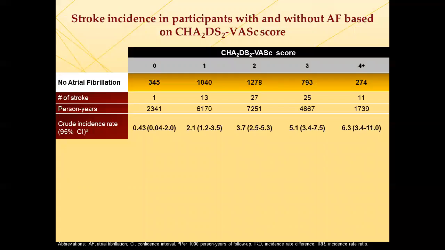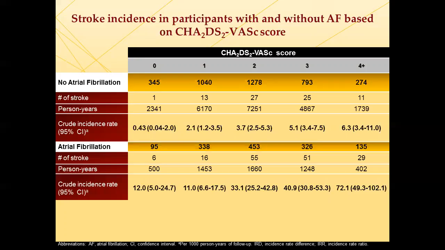I would like to bring your attention to this table. It summarizes most of the findings here, and talks about the stroke incidence in participants with and without AFib based on CHA2DS2-VASc score. Starting with the cohort who has no AFib, the crude incidence rate goes from 0.4 all the way to 6.3. So there's an increased incidence of stroke in patients with no AFib. However, this is a very low incidence rate because this is per 1,000 persons, so this translates into 0.6%.